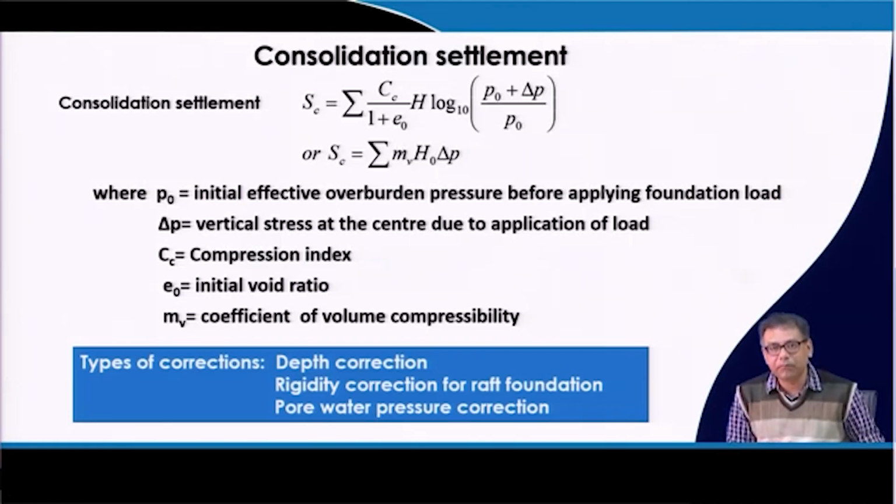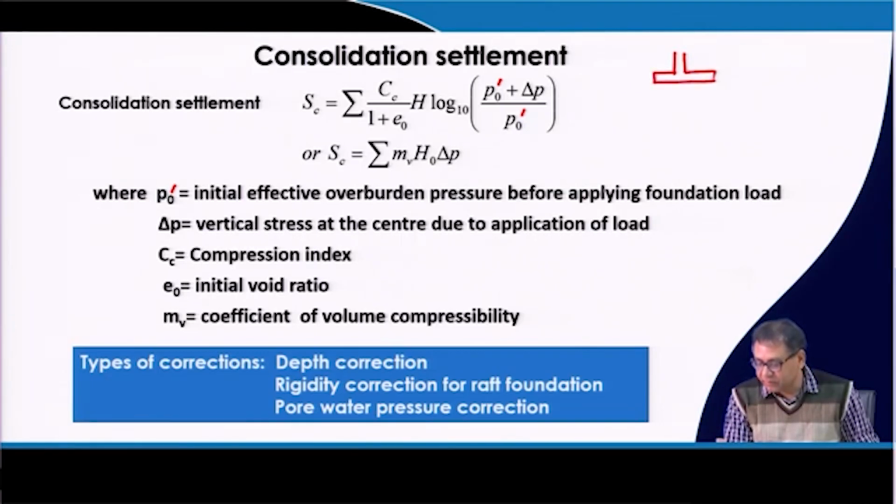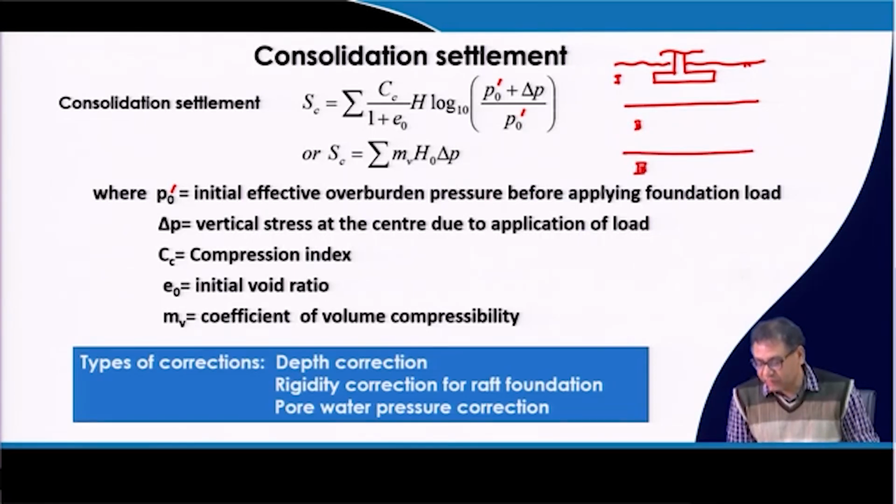of your soil layer, and P0 is the effective overburden pressure. Actually, this is P0 dash, the initial effective overburden pressure before applying the load. For example, if this is the foundation, and this is the ground surface, and you have different layers: this is layer 1, this is layer 2, this is layer 3, and so on.